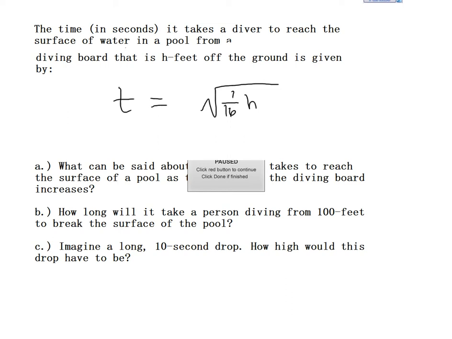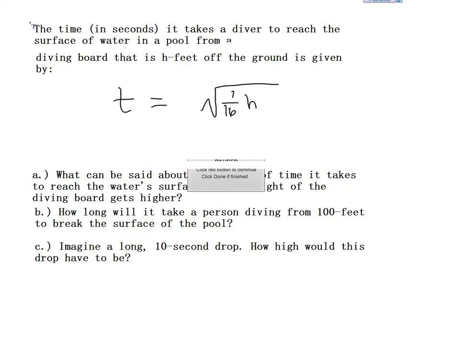Let's consider a real application of this idea. Let's take a look at an example. This is actually a real world example that can be used to determine drop times. The time in seconds it takes a diver to reach the surface of water in a pool from a diving board that is h feet off the ground is given by the function t equals the square root of 1/16 times the height of the diving board. What can be said about the amount of time it takes to reach the water's surface as the height of the diving board gets higher?